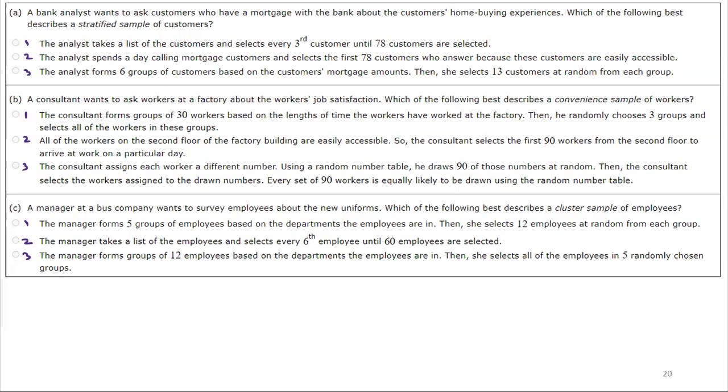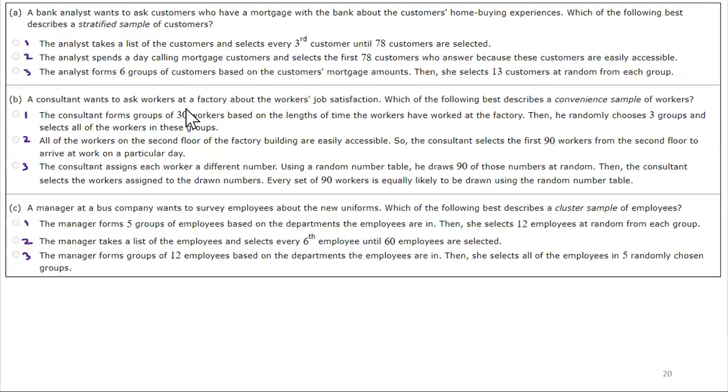This one says a bank analyst wants to ask customers who have a mortgage with the bank about the customers' home buying experience. Which of the following best describes a stratified sample of customers? Okay. So remember, stratified means you're broken up into groups and each group is represented. So for this one, the answer would be number three. The analyst forms six groups of customers based on the customers' mortgage amounts. Then she selects 13 customers at random from each group.